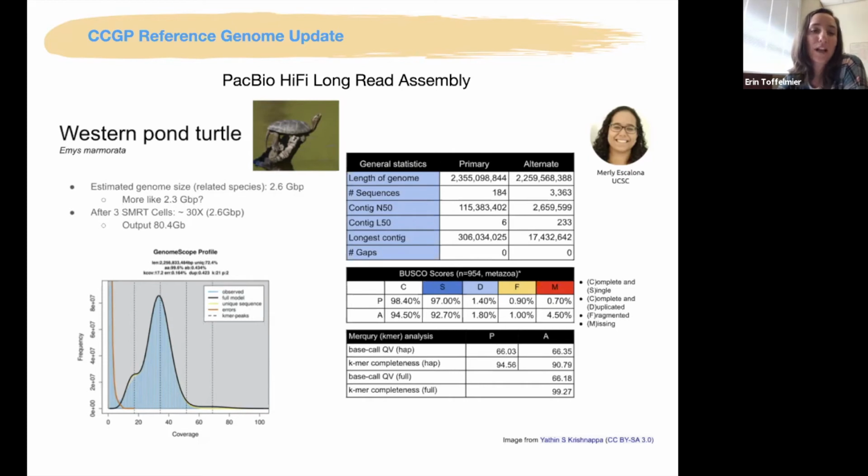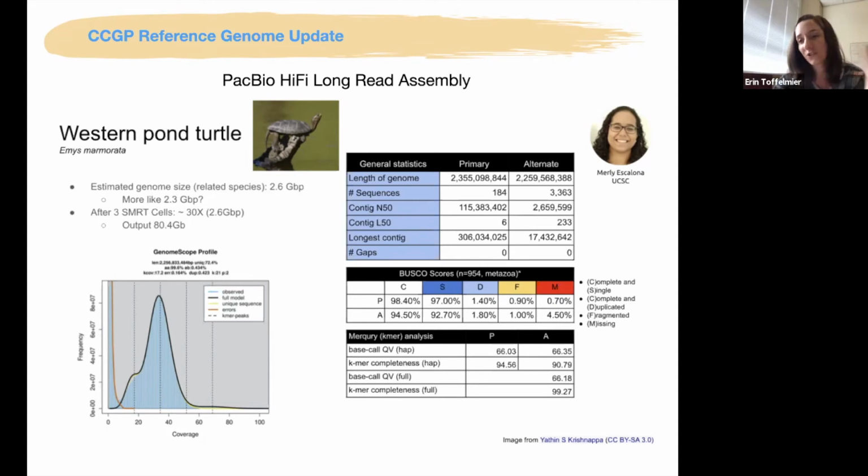And I just wanted to point out that this is an astoundingly good assembly. Our contig N50s are very high. This is way higher than even our baseline quality. So we're doing really, really well. And also we have a really nice and complete BUSCO set. So I think this is obviously a really good example of what we've been generating. We hope to continue to generate assemblies of this quality.